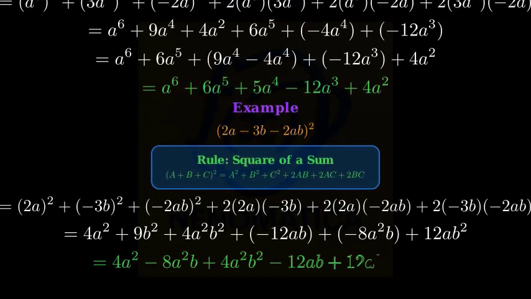Now, we rearrange the terms in a more organized way. We'll group them by the power of the variables. Therefore, the expansion equals 4a squared minus 8a squared b plus 4a squared b squared minus 12ab plus 12ab squared plus 9b squared.